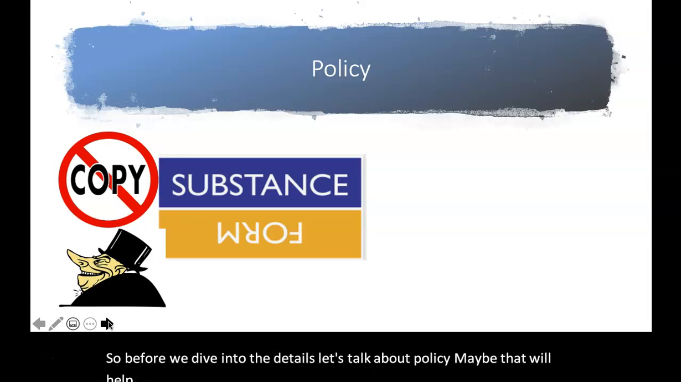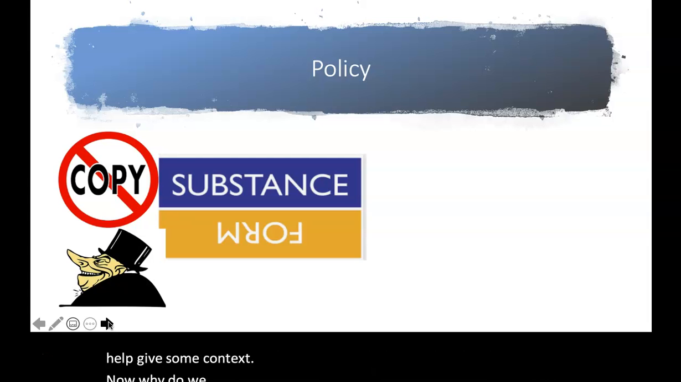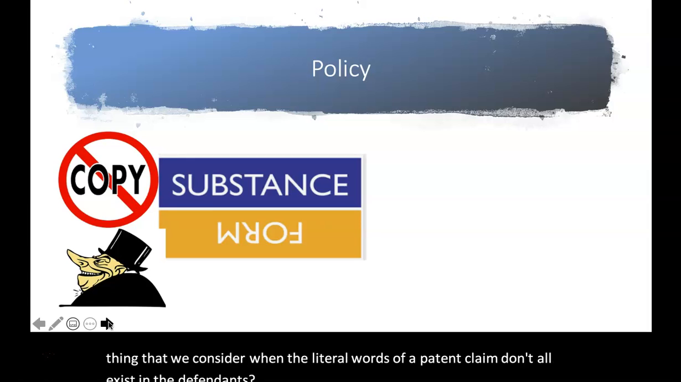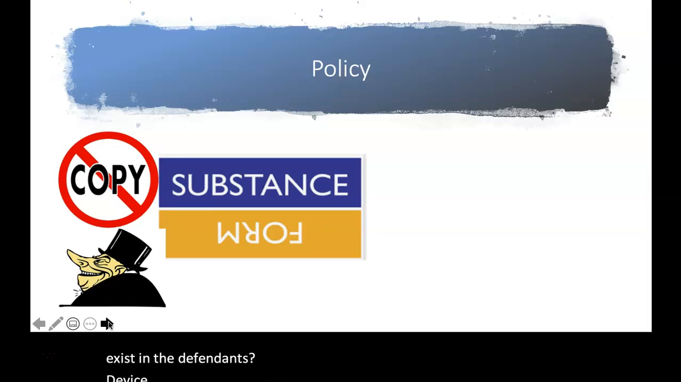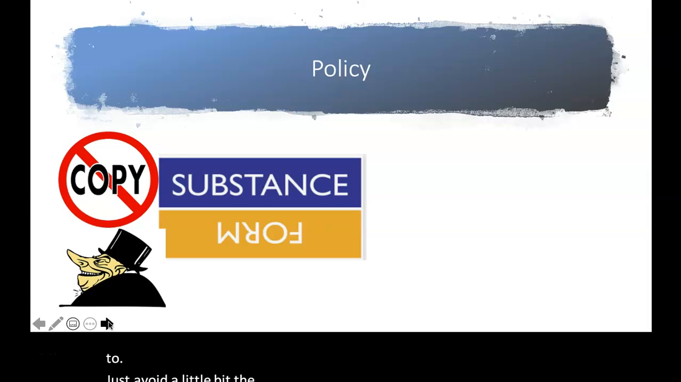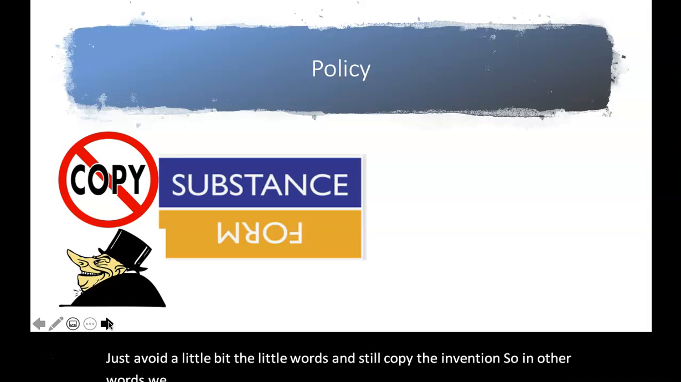Now, why do we have the doctrine of equivalence? So the doctrine of equivalence is this thing that we consider when the literal words of a patent claim don't all exist in the defendant's device or method. So in other words, sometimes the literal words of a patent may fail to capture unscrupulous copying by somebody who's trying to just avoid a little bit the literal words and still copy the invention. So in other words, we want substance to be elevated over form.